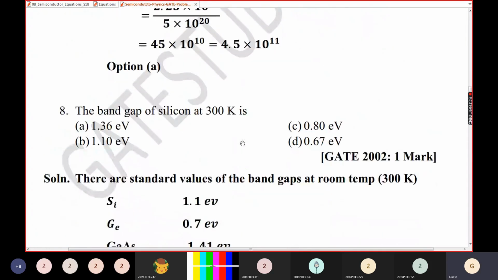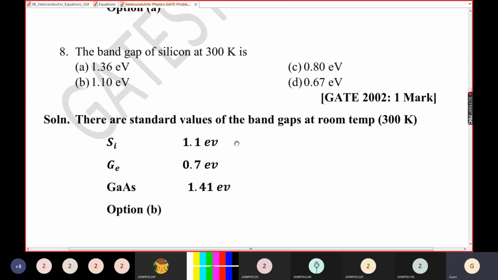Okay. Now tell me about the eighth question. We have seen the table in the first class itself. So what is the band gap of silicon at room temperature, 300 Kelvin? It is a direct question, no need to find anything. At room temperature, the band gap of silicon Eg is equal to 0.80 electron volts.